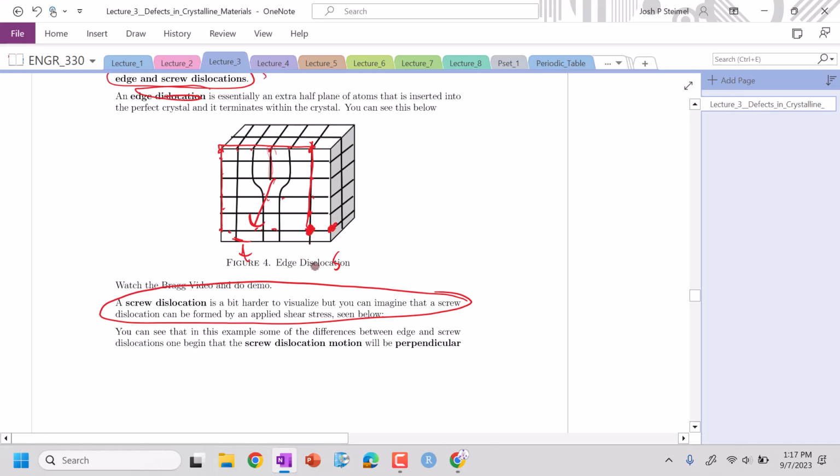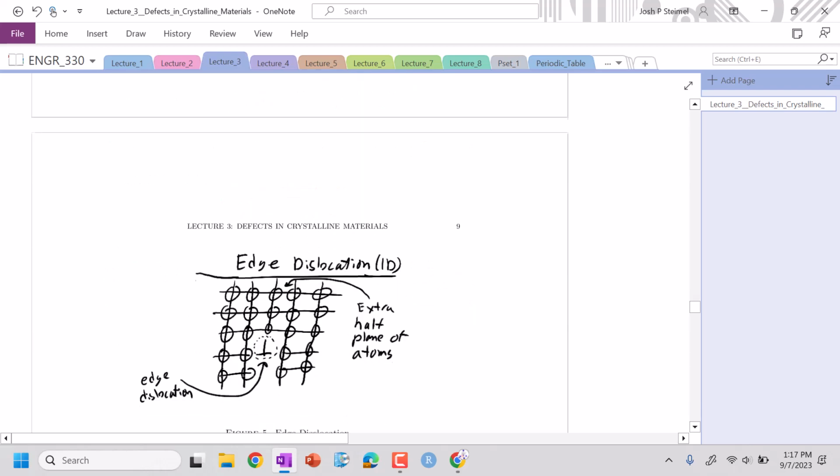Now, this is important. This is my start. This is my finish. I draw that vector. This is my Burgers vector. The Burgers vector here is perpendicular to this tangent vector, because that's coming out of the board, a 90 degree angle. So I know this is an edge dislocation.